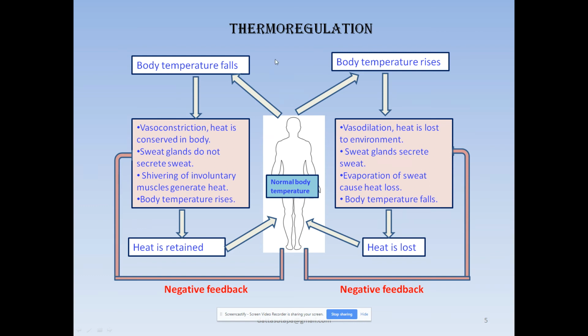If the external temperature decreases, body temperature also falls. In that situation, what happens? There is vasoconstriction of the blood vessels. So heat is conserved in the body and sweat glands no longer secrete sweat. There is shivering of the involuntary muscles, generating heat. As a result, body temperature rises. So heat is retained and normal body temperature persists.